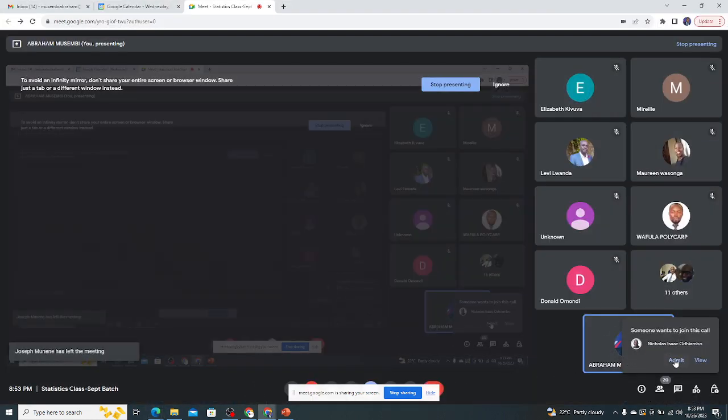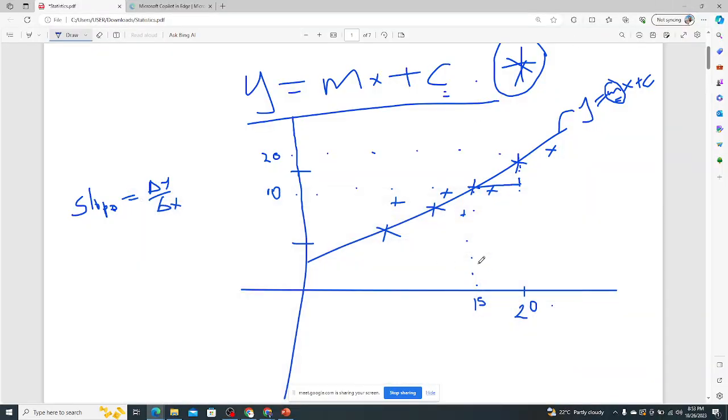Basically we know that now our gradient will be change in y divided by change in x. The distance between this point and this point along the x-axis will be change in x. Then between this point and this point it will be change in y, because it's a vertical change along the y-axis.